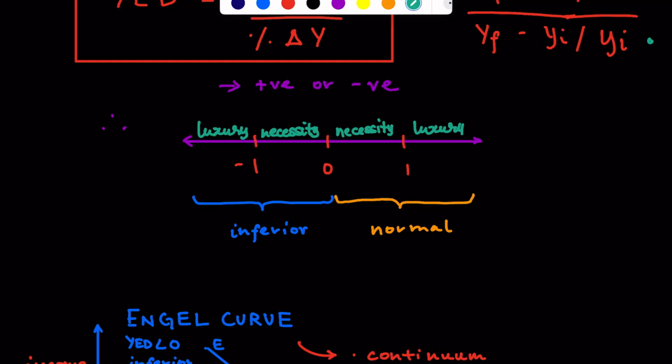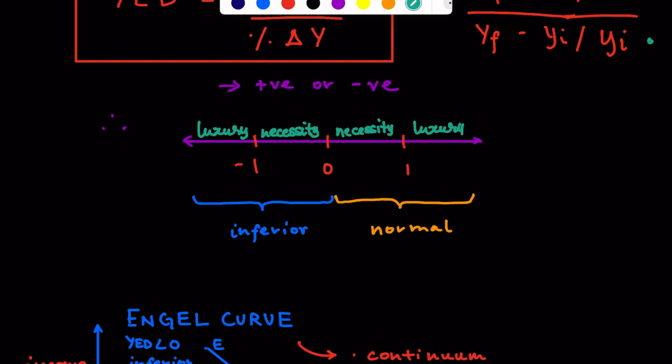So it's always important to remember there are two sides to the number line, and don't try and memorize this, more so try and understand why this is the case, and keep on practicing with practice questions to get a better grasp on how to deduce the YED values and come to conclusions regarding certain goods.